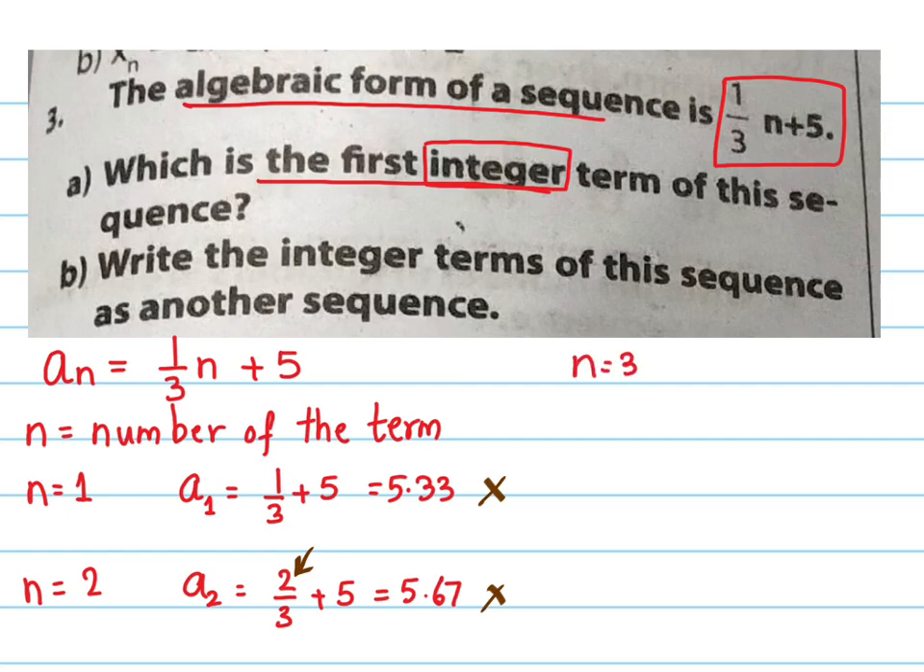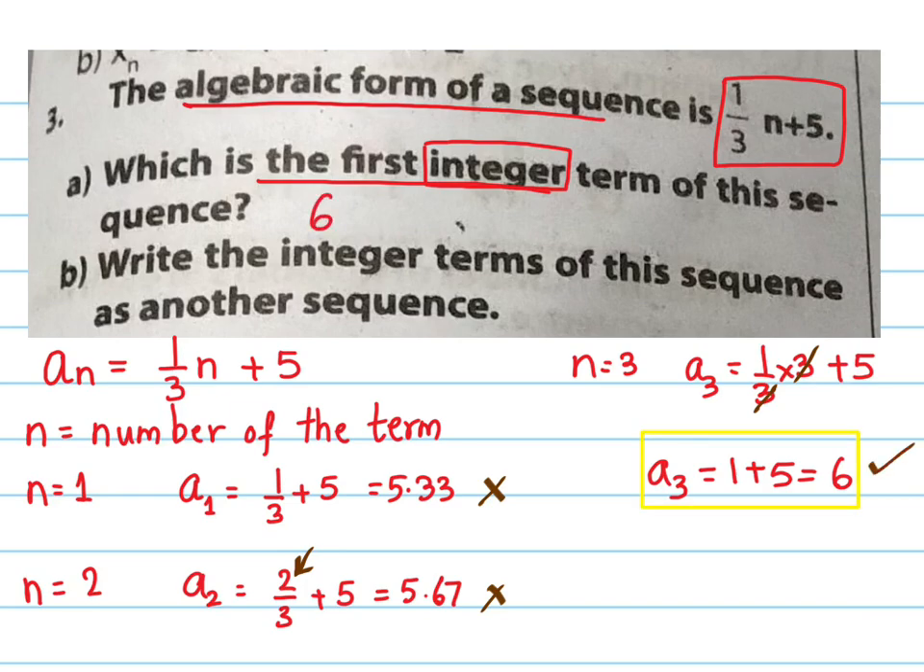Next we'll put n equal to 3. So that becomes 1 over 3 times 3 plus 5. 3 and 3 can be cancelled. And then we will get 1 plus 5, that's equal to 6. Now 6 is an integer number. So that means we have got the first integer term of this sequence, which is 6.